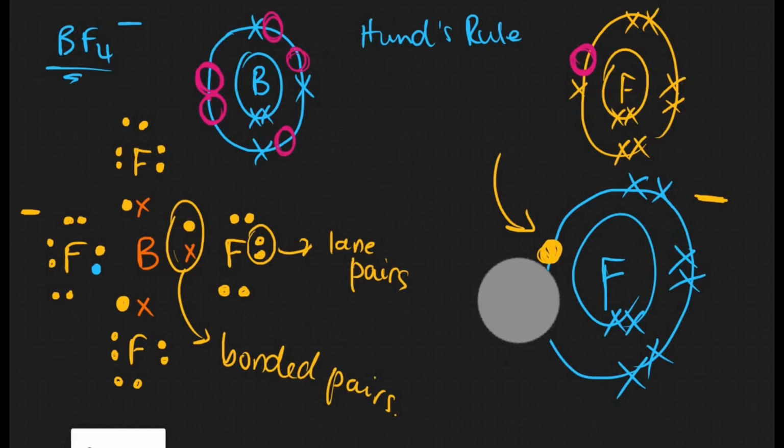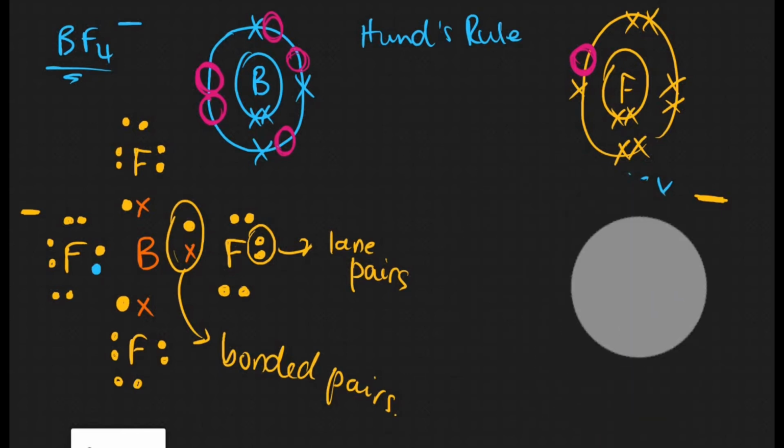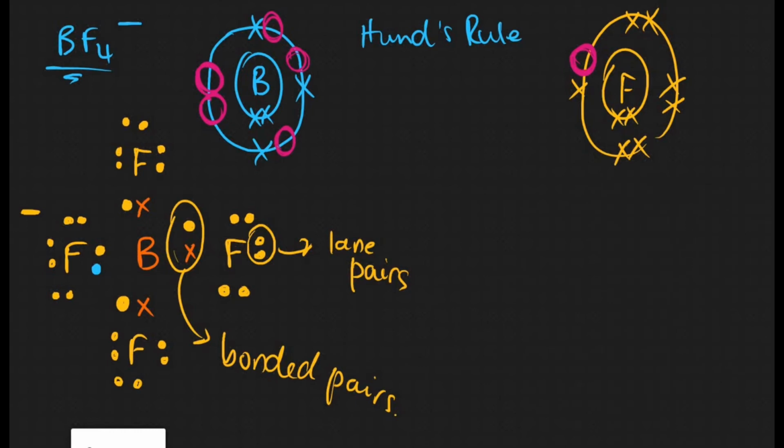But going back to these Lewis structures, that is why this BF4 would have a negative charge. So yeah, it's not that hard to think about. I hope you got it.